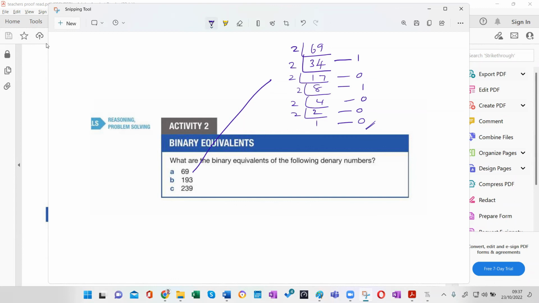Also remember, if you have 2, that is represented in binary as 1 and 0. If you have 3, that is represented in binary as 1 and 1. Because this is 1 and this is 2. So we have 1 two and 1 one, that's 3. So just keep this in mind: 2 is 1 0, 3 is 1 1.